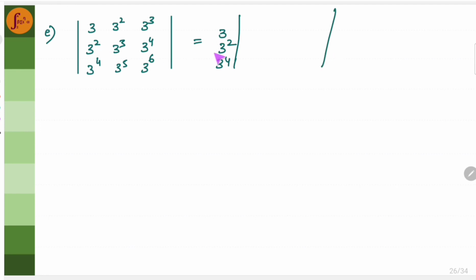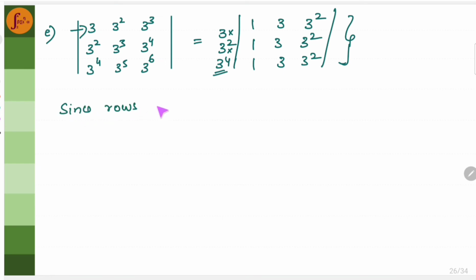Now when you're taking multiple common factors per row, you have to multiply all of these together. If you take 3 in the first row, you'll be left with 1, 3 and 3 square. Second row, you take 3 square, so you'll be left with 1, 3, 3 square. Third row, you've taken 3 to the power 4, so you'll have 1, 3, 3 square. So now you see that all 3 rows are identical. Since the rows are identical, the determinant is 0.